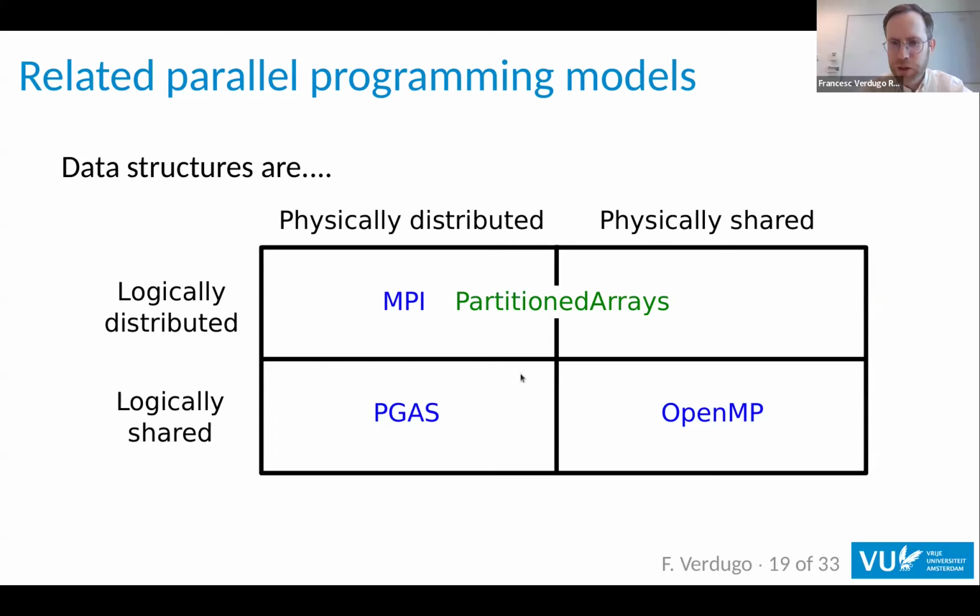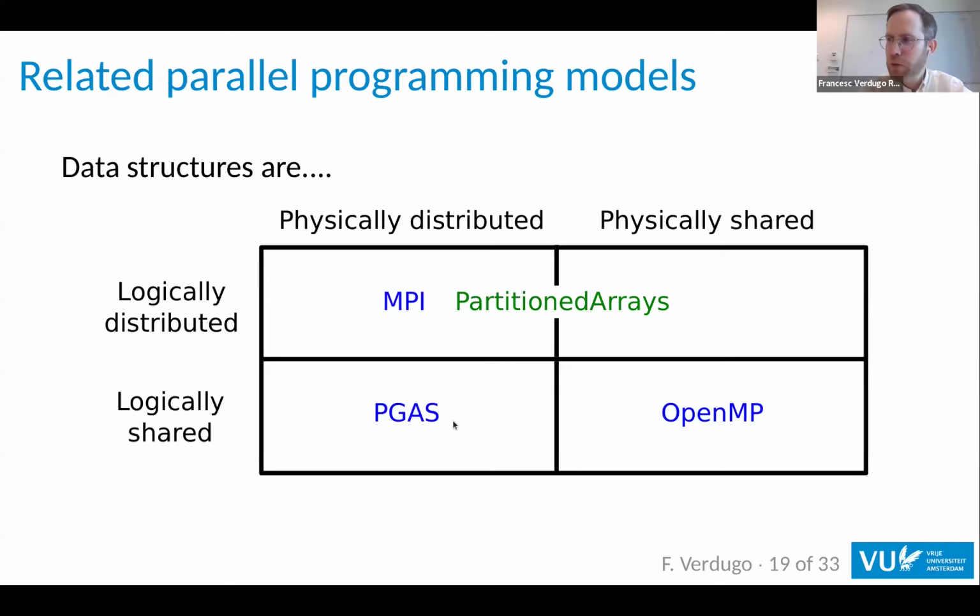But of course, there are also these two other options here outside the diagonal. And here we have the PGAS models. I don't know if you have heard about them before, but they are not as popular as MPI. They have some track record also in scientific computing, especially, for instance, in languages like Fortran. So you have Fortran coarrays, which is a particular implementation of PGAS.